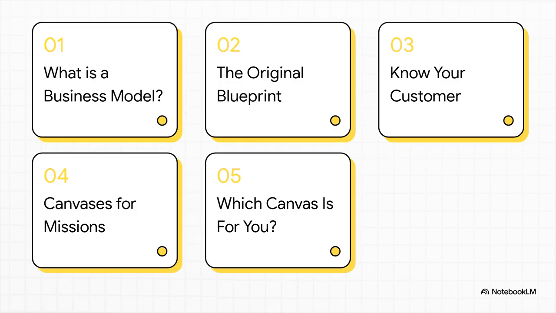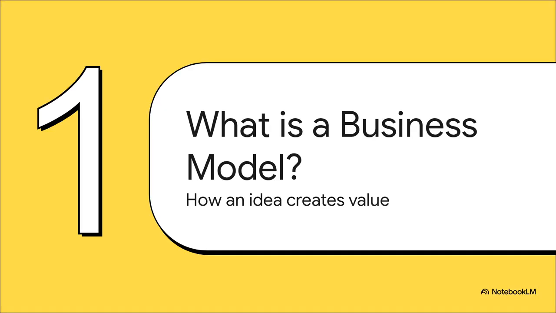Okay, so here's our game plan for the next few minutes. First up, what even is a business model? Then we'll get into the original blueprint, the one that kind of changed the game. We're going to do a deep dive into the most important part, your customer. After that, we'll see how these tools can change for different kinds of missions, and by the end of all this, you'll know exactly which canvas is the perfect fit for you. Let's do it.